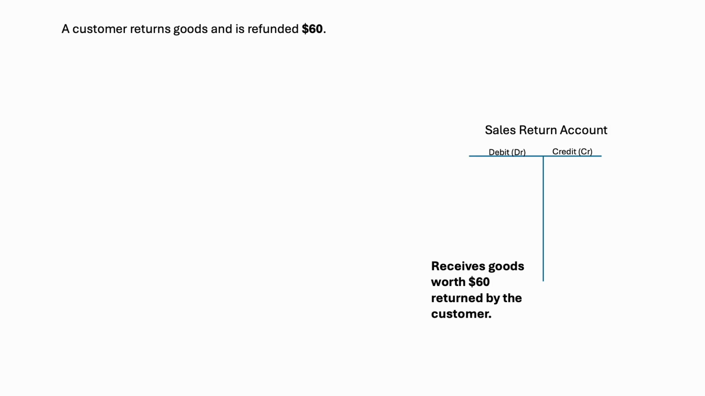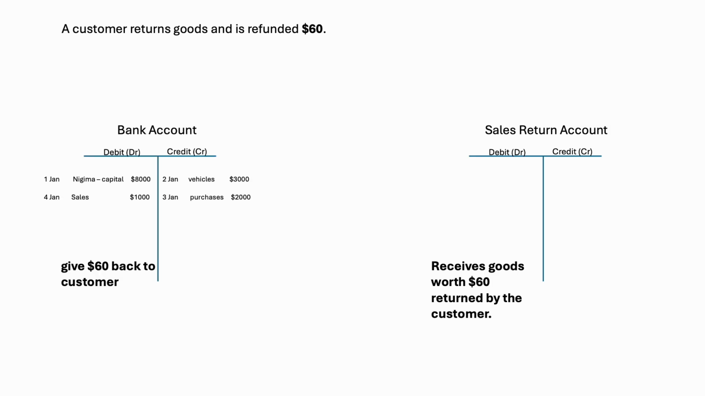A customer returns goods and is refunded $60. Here, the two sides of the transaction are that the sales returns account receives $60 and the bank account pays $60 to the customer. So we debit the sales returns account and credit the bank account.